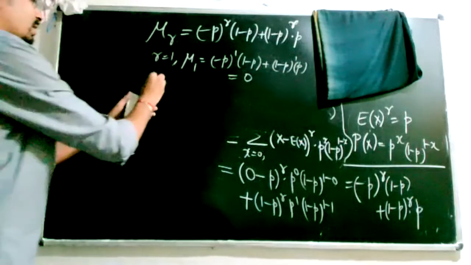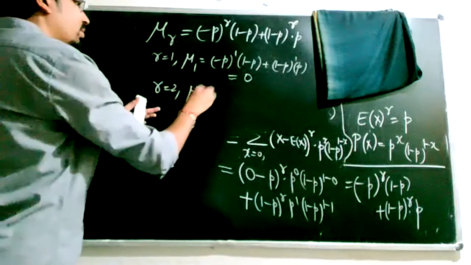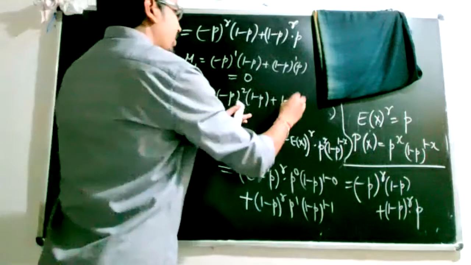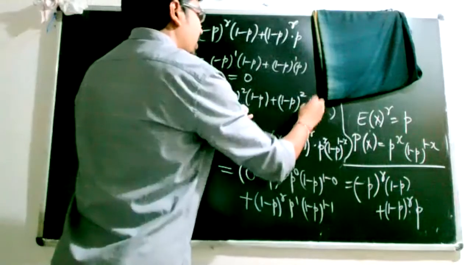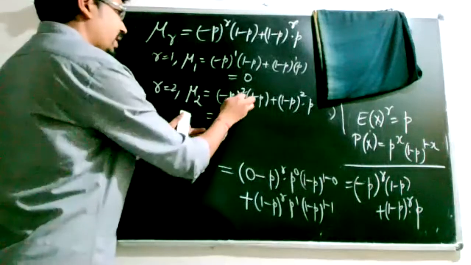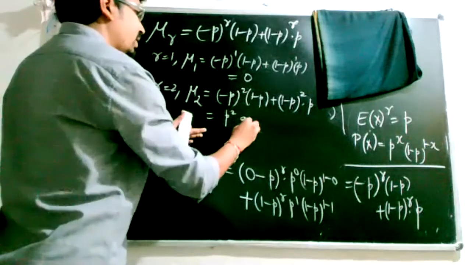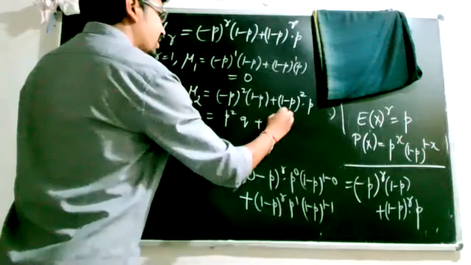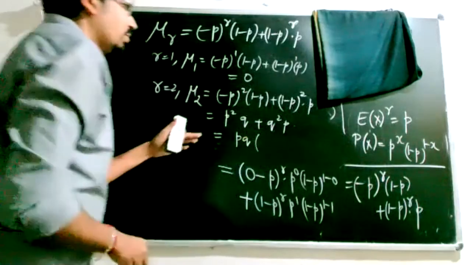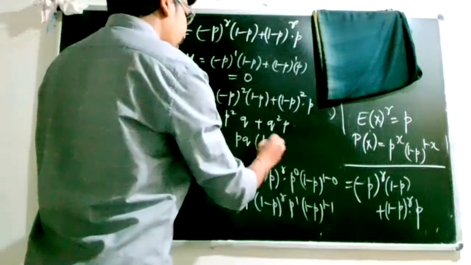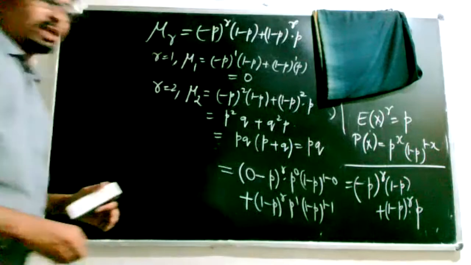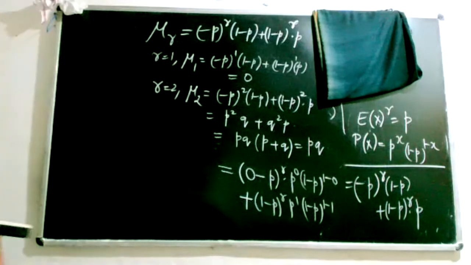Now taking r is equal to 2, you get mu2, which is minus p power 2, 1 minus p plus 1 minus p square into p. So this is minus p whole square, which is p square into q, plus 1 minus p is q, square into p. So this will be pq into p plus q. We know that p plus q is equal to 1. So we have mu2 is equal to pq.